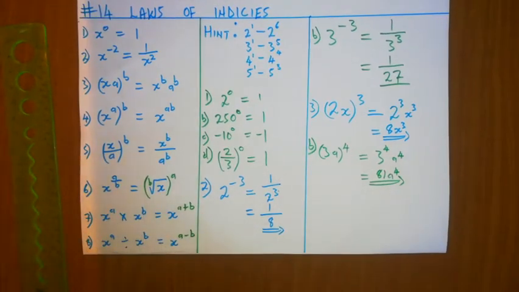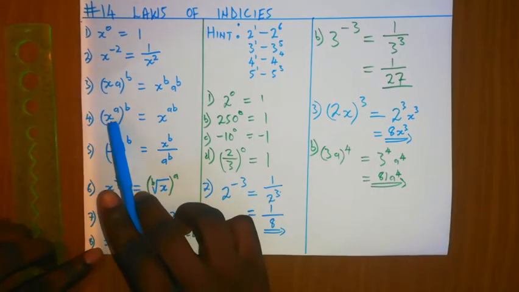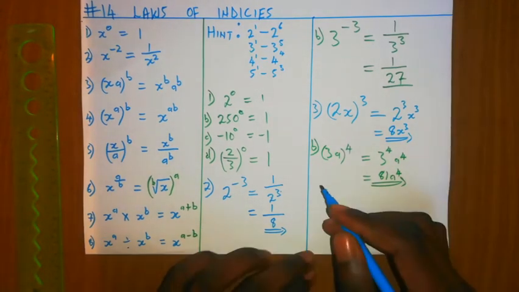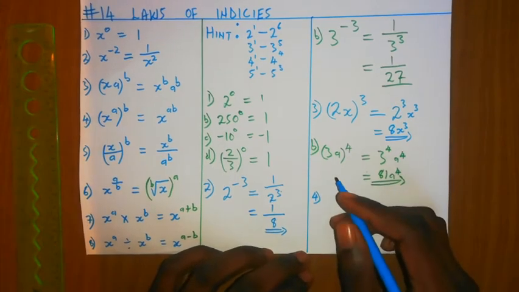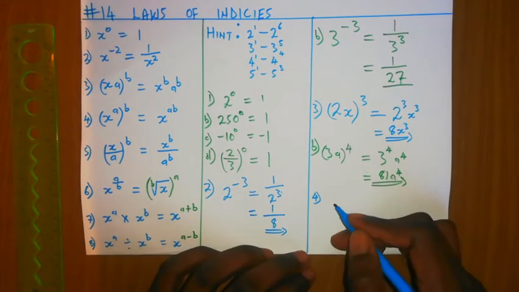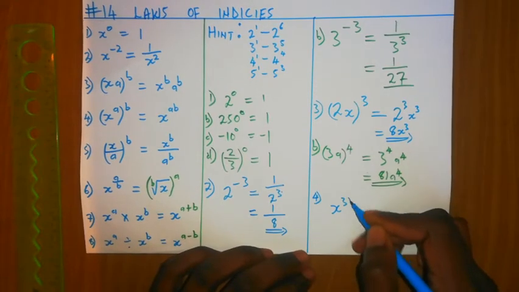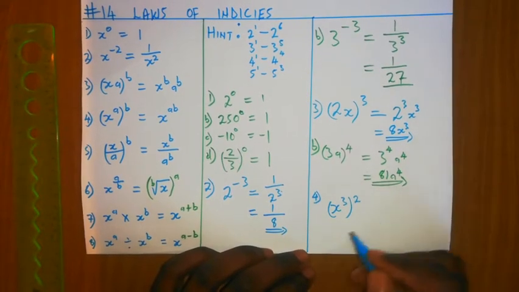We are now moving on to theory number 4. There is theory number 4. An example, I might have x to the power 3 in brackets to the power 2.